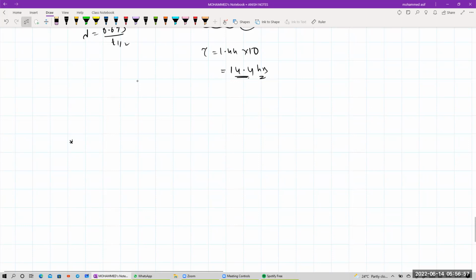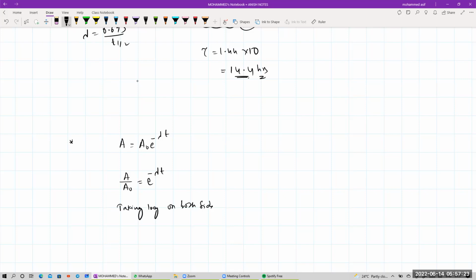Take one look at its graph. We know the activity formula: A is equal to A naught exponential to the power of minus lambda into T. So can we write A by A naught is equal to exponential to the power of minus lambda into T? Now taking log on both sides, log of A by A naught will be equal to minus lambda into T. The exponential goes away.